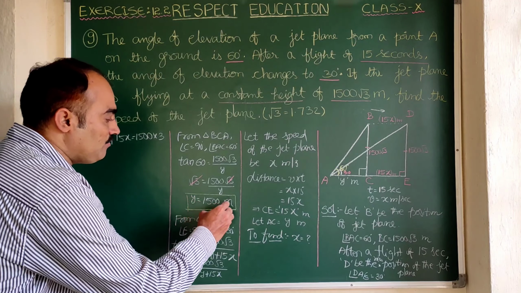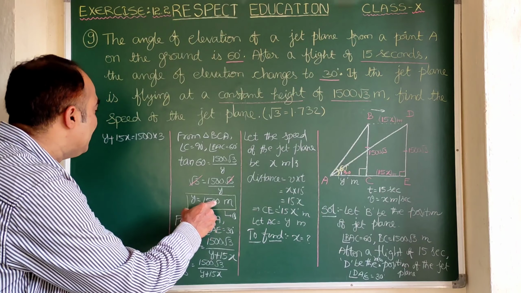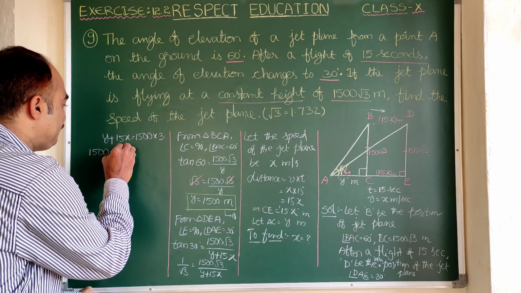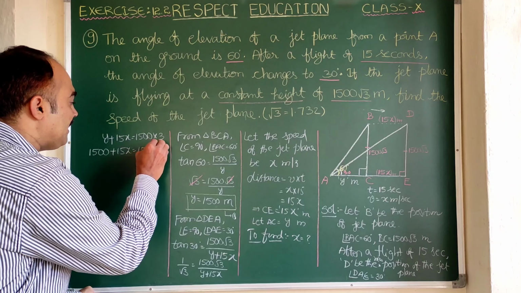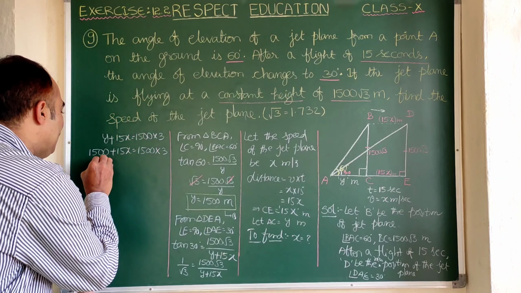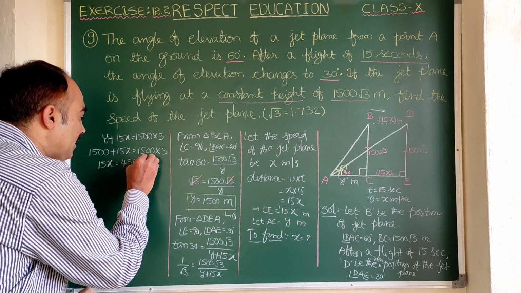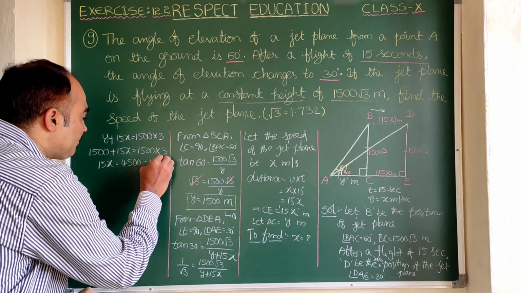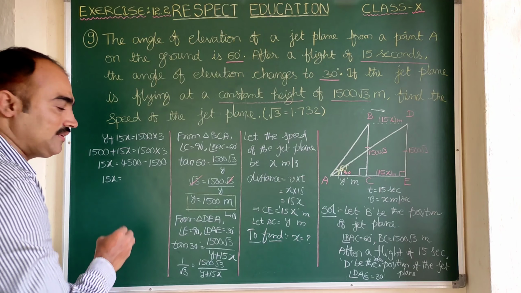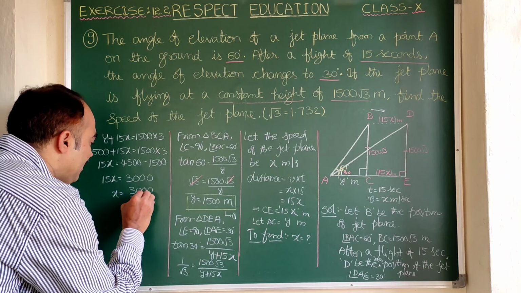Now let us consider this as equation number 1. From 1 we know that y is equal to 1500. Let us substitute it. So in place of y I am writing 1500 plus 15x is equal to 1500 into 3. Let us send 1500 to that side. So we get 15x is equal to 4500 minus 1500, which is 3000. Now x is equal to 3000 by 15.